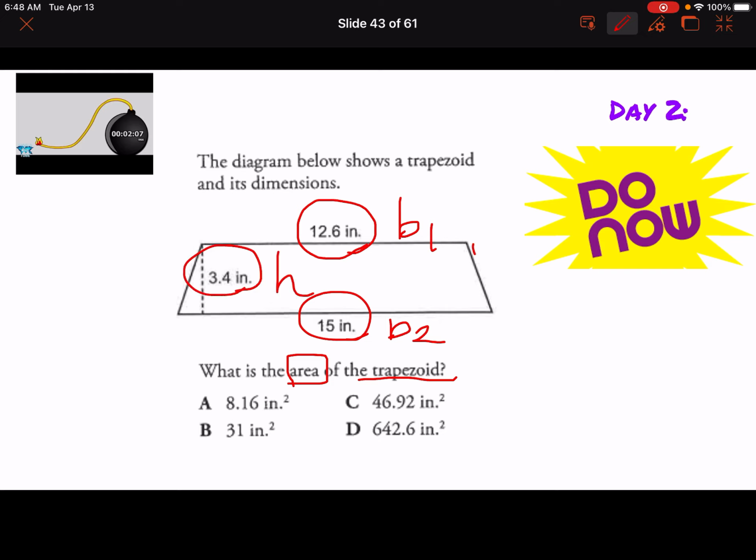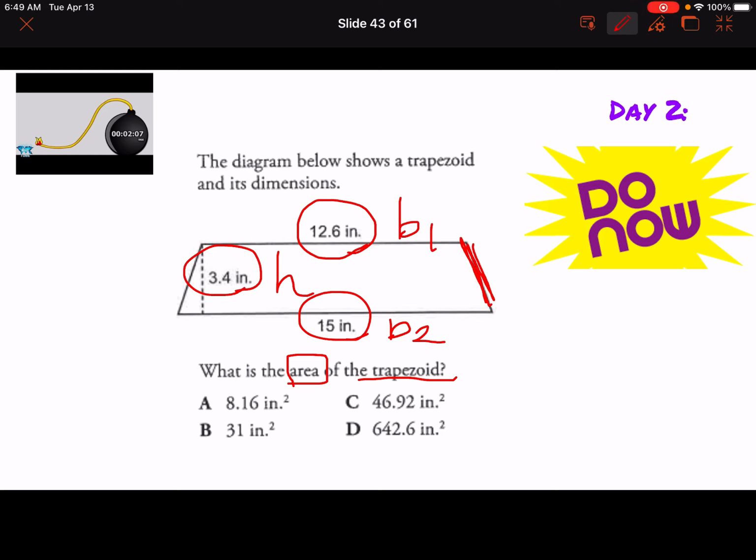Now if there was a number on this slant, that will not represent the height. Remember, the height, think of going to the doctors. When you measure your height, you stand straight up. So 3 4/10 inch represents the height of the trapezoid.